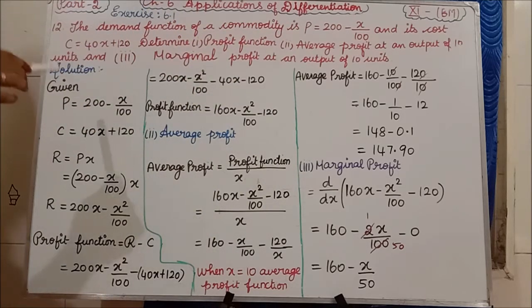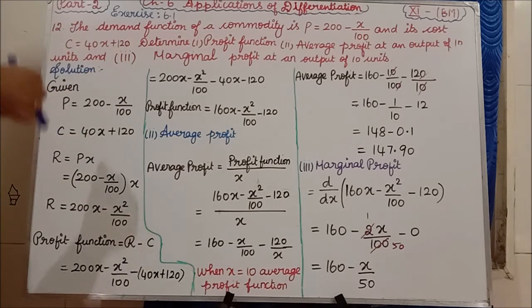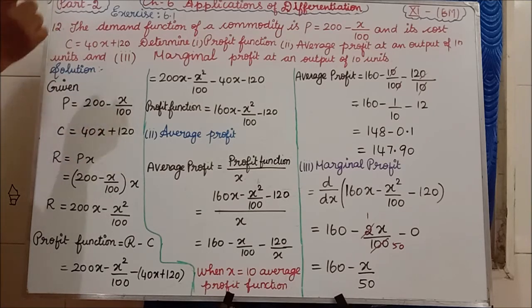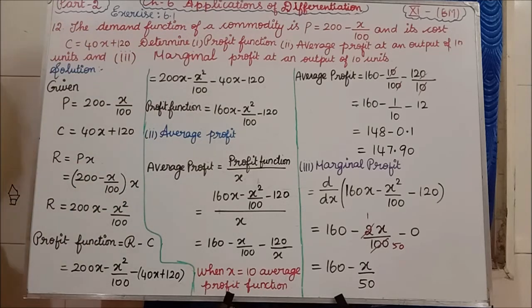Which will be marginal average profit at an output of 10 units. Students, first we'll see the 3 subdivision, then we'll see the last 4 subdivision. You see the question. First they have given the unit price P equal to 200 minus X divided by 100. If you see the first subdivision, what we have to find?